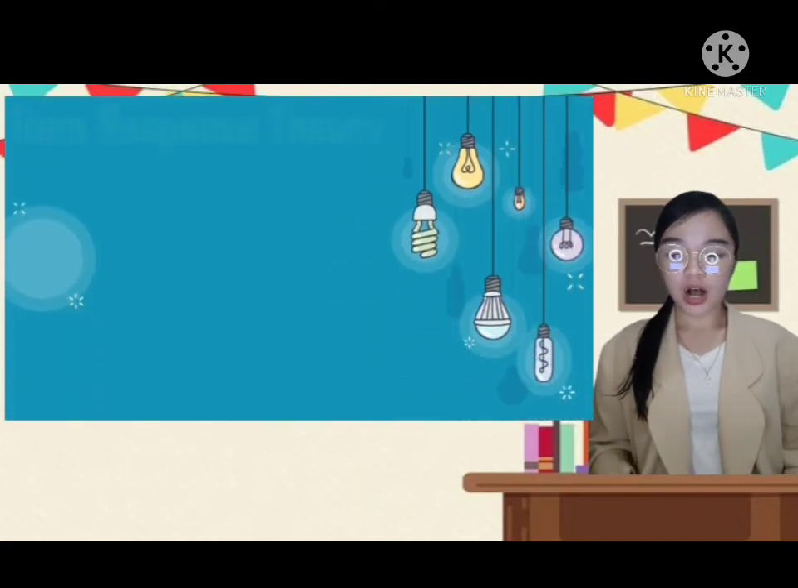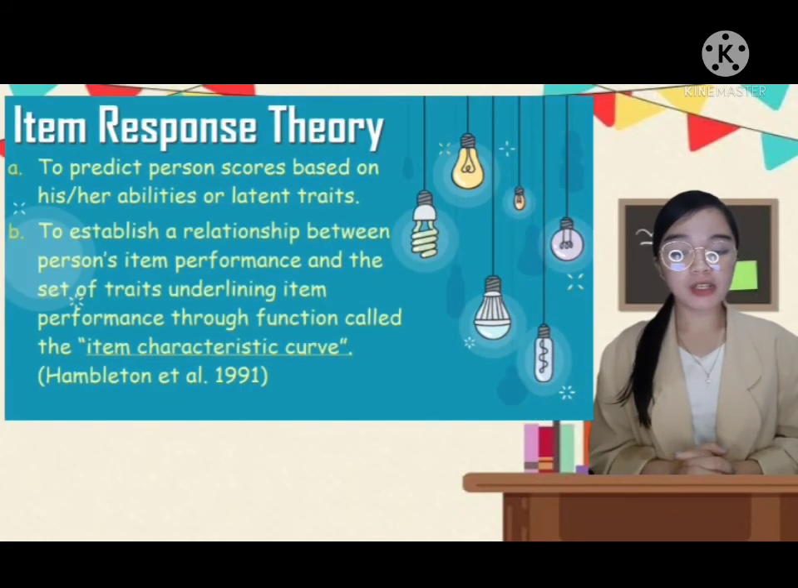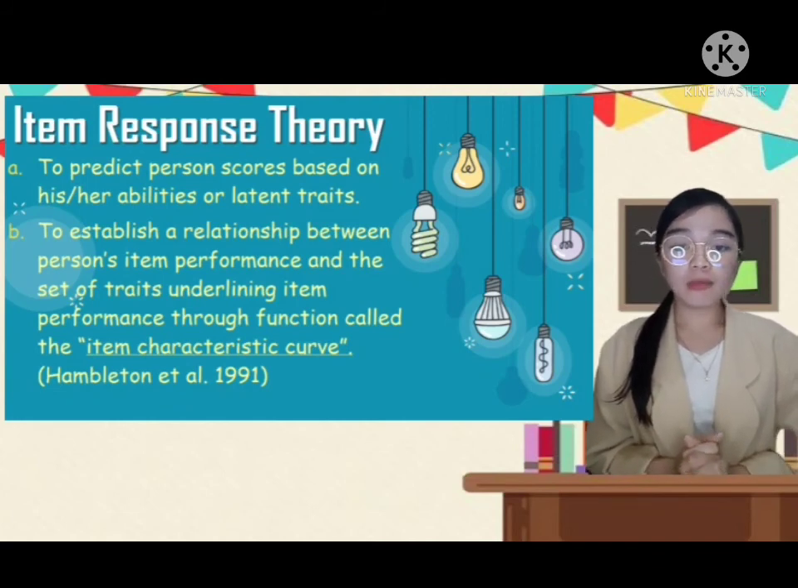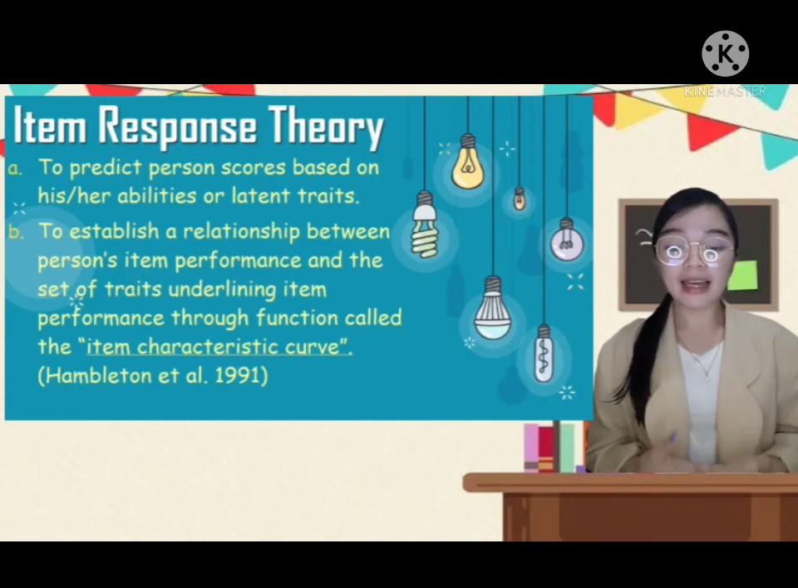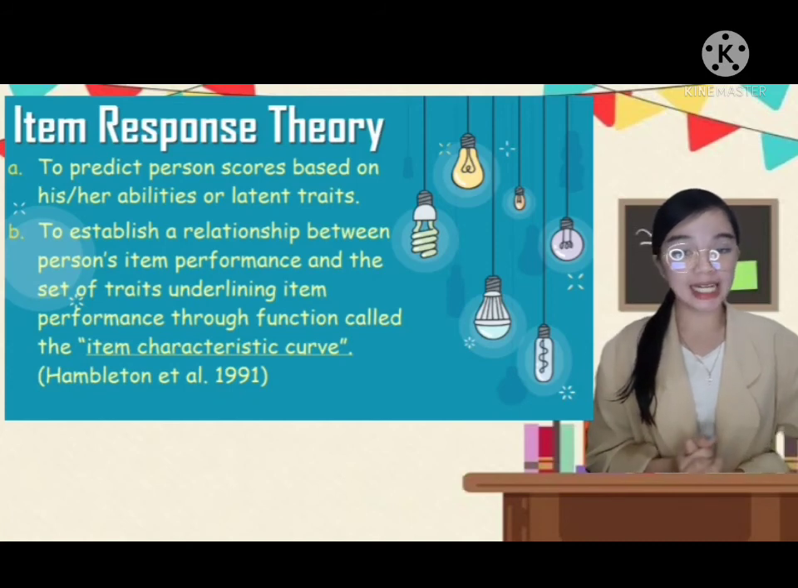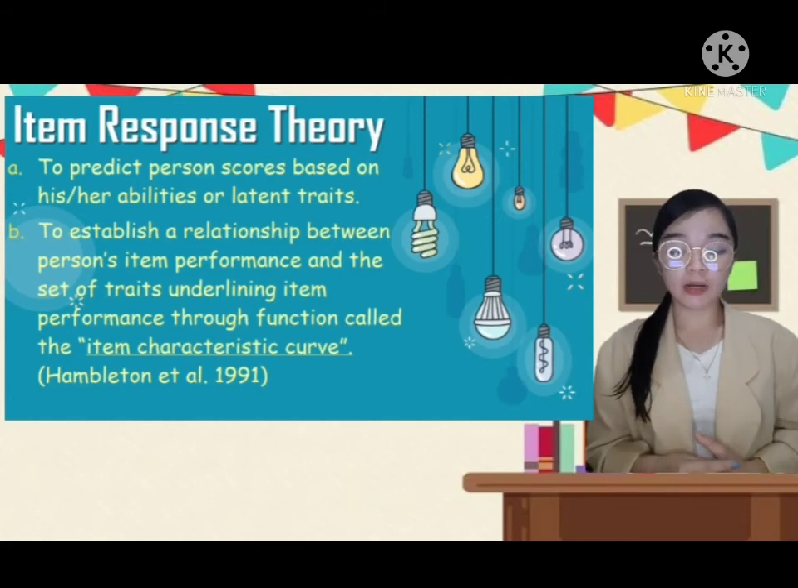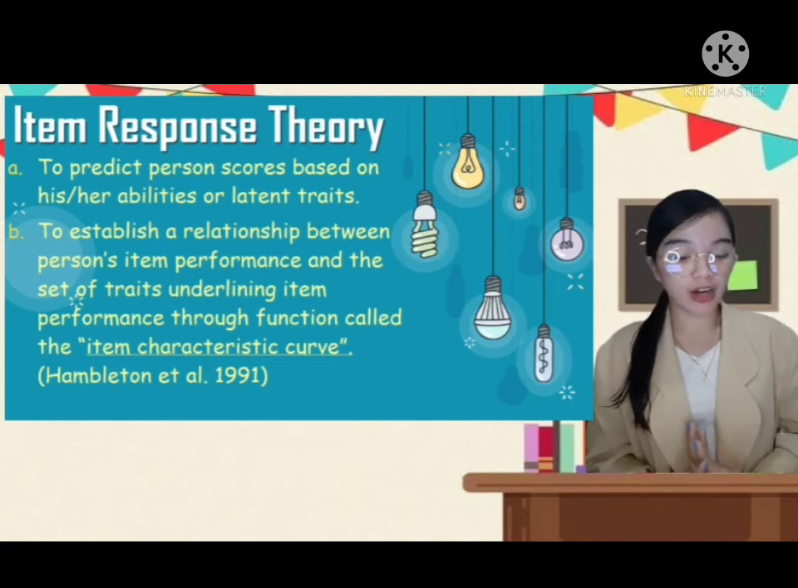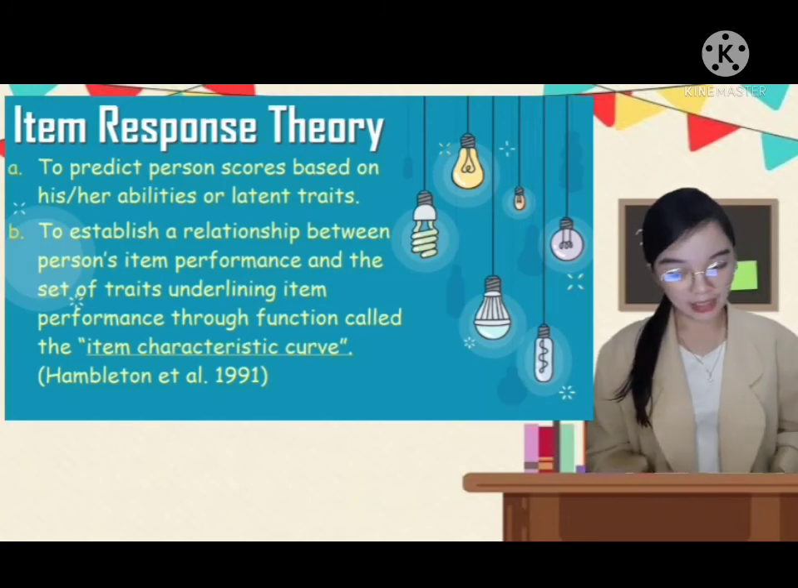So these are: first, to predict a person's scores based on his or her abilities or latent traits. Second is to establish a relationship between a person's item performance and the set of traits underlying item performance through a function called the item characteristic curve, by Hambleton in 1991. So these characteristics are possible because IRT models provide item and ability parameter invariance for test items and persons, when the IRT model of interest actually fits the available test data.